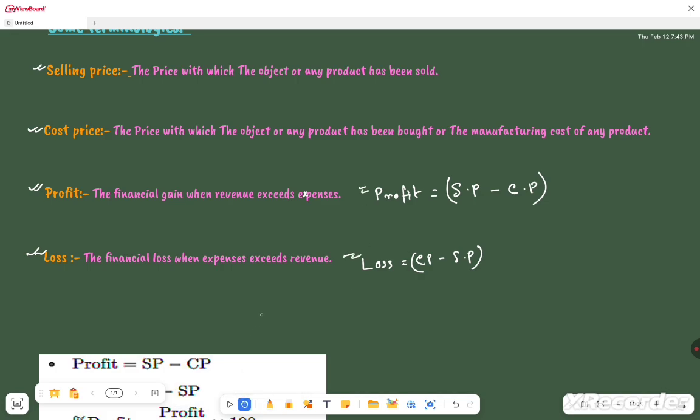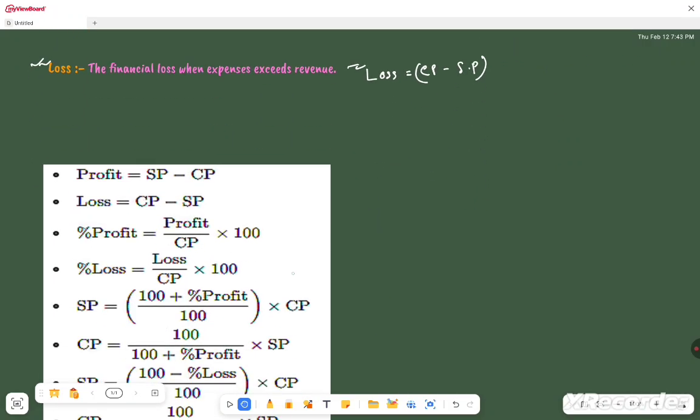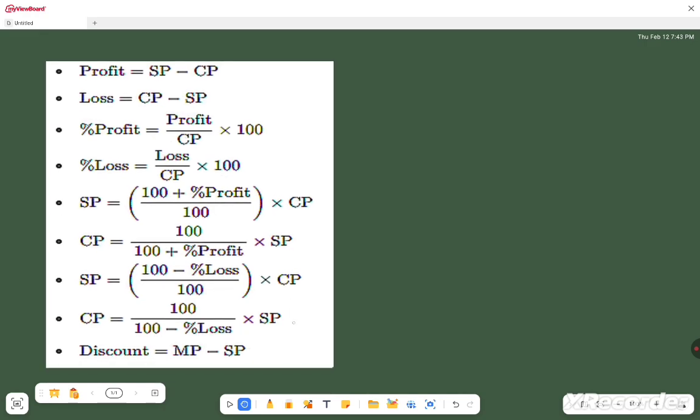Okay, so I think all of you have got some idea about what profit and loss are and what we are going to study in this chapter. Now here are some important formulas that you have to learn. Profit we have already discussed. Profit means selling price minus cost price. Loss means cost price minus selling price.